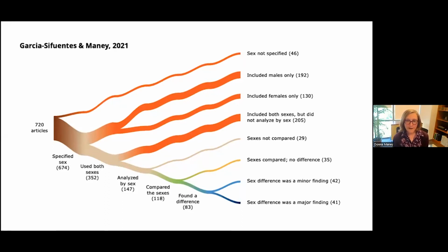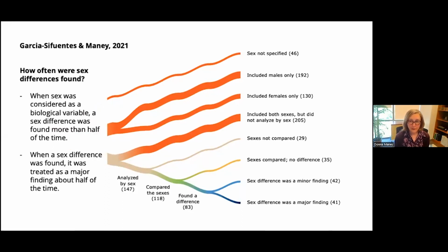And what we found was that when both sexes are included, the sexes were compared most of the time. And a sex difference was found more than half the time. And when it was found, it was treated as a major finding about half the time. So I think that we can rest assured that when researchers comply with SABV, meaning that they disaggregate their data, they are very likely to test for and report a sex difference.